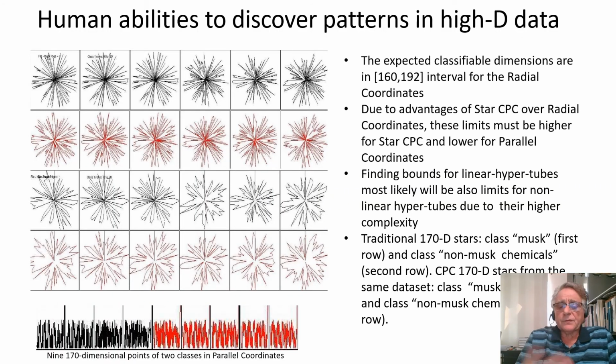This is another experimental dataset, real 170 dimensional data from the University of California Irvine machine learning repository. Again, you can see some patterns visible in stars and practically not visible in parallel coordinates.